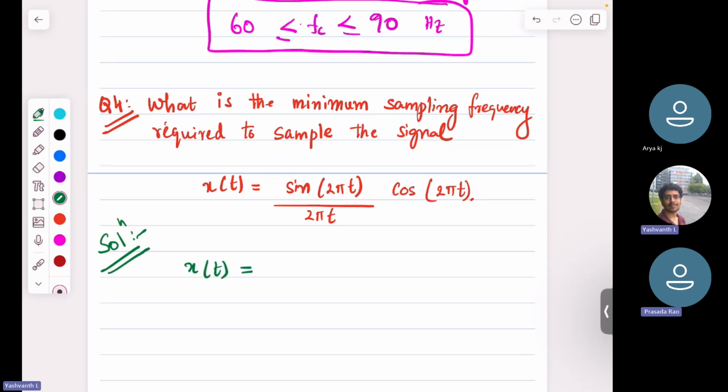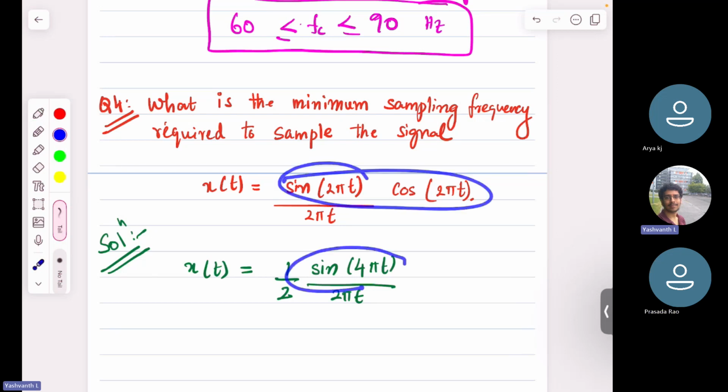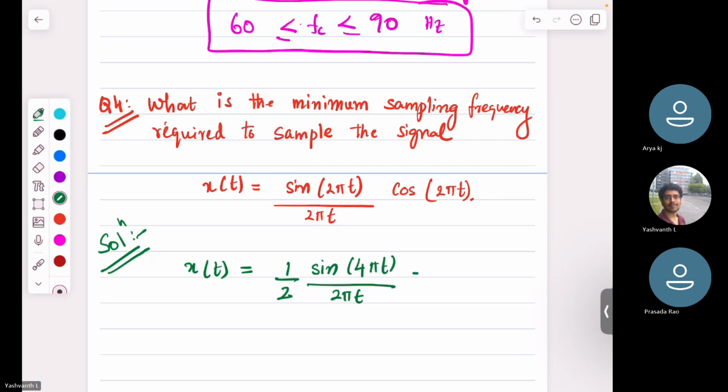Can I write this as 1 by 2 into sine 4 pi t by 2 pi t? I'm just using sine 2a is equal to 2 sine a cos a, so sine a into cos a is nothing but half of sine 2a. Now, what is this? Nothing but sine 4 pi t by 4 pi t.